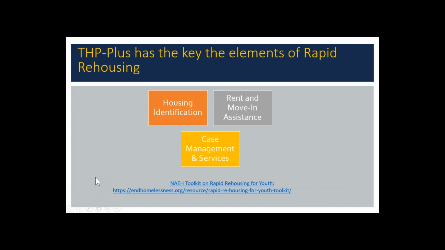THP Plus has the key elements of rapid rehousing, and you see on your screen: housing identification, rent and move-in assistance, and case management services. Those are the three pillars of rapid rehousing. Again, of the existing THP Plus providers in the state, a select number operate them as rapid rehousing programs. The National Alliance to End Homelessness has an excellent toolkit on rapid rehousing for youth.